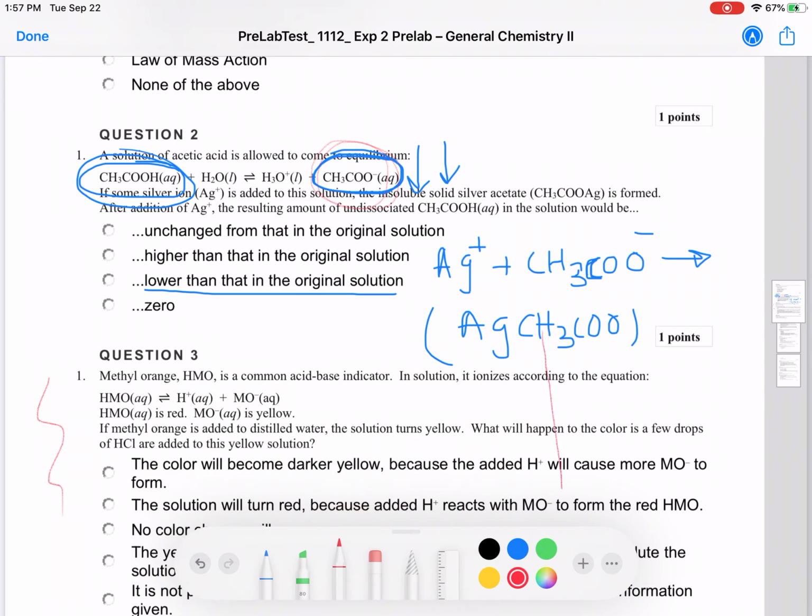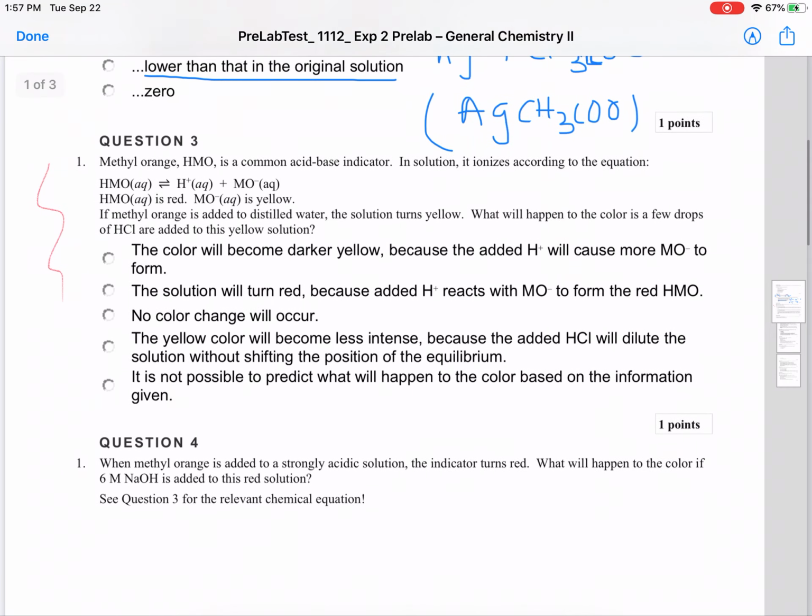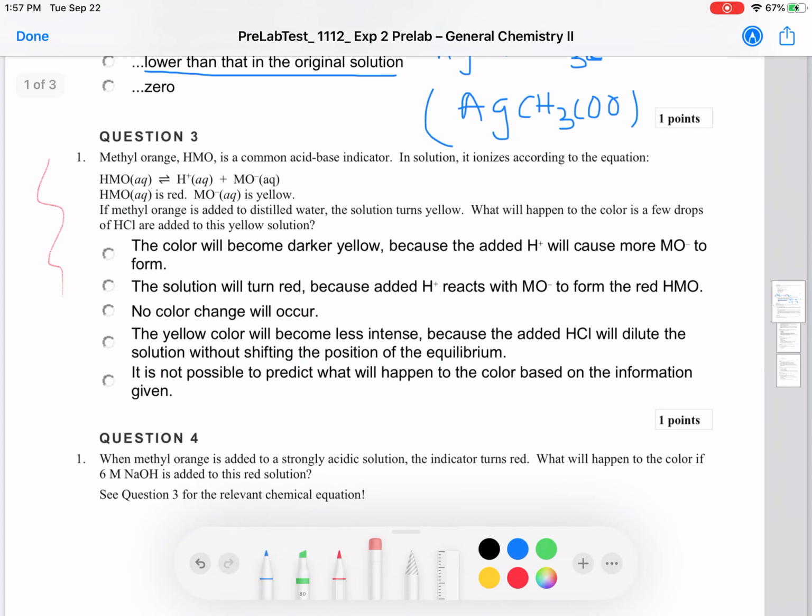Okay, so the next one, methyl orange. Methyl orange, HMO, is a common acid-base indicator. In solution, it ionizes according to the equation. HMO dissociates to give you H plus ions and MO minus. HMO is red, so this one is red in color.